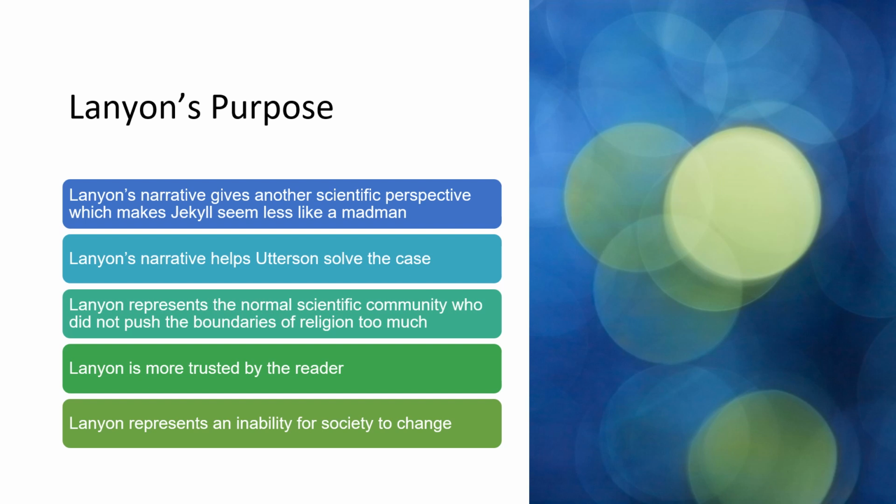So remember, the reader is not us in 2023. The reader is a Victorian because that's who Stevenson was writing for. So as Victorian readers, we do trust Lanyon more because he is more traditional. Lanyon also represents an inability for science and society to change. So he would rather die than actually change. And that really does show that at the time society wasn't really ready to accept a lot of these scientific advancements.